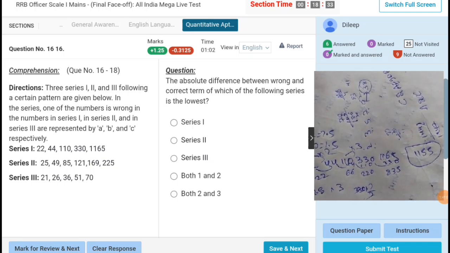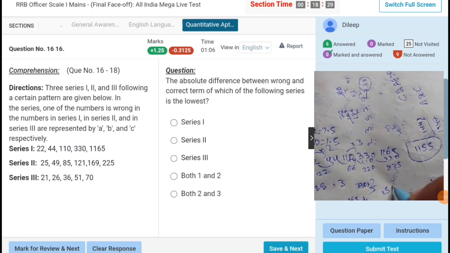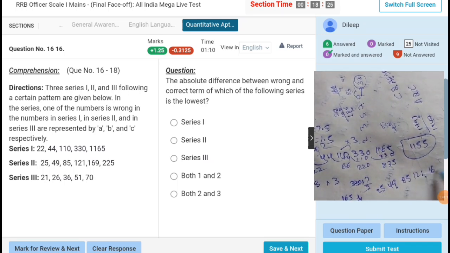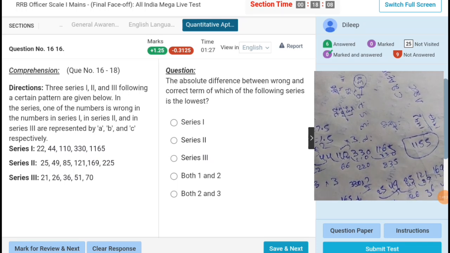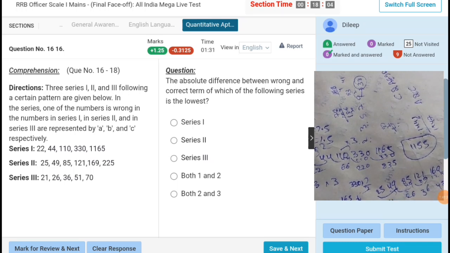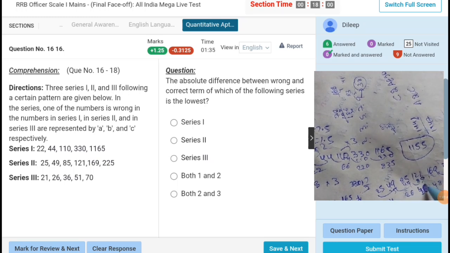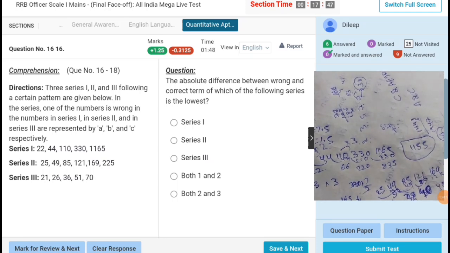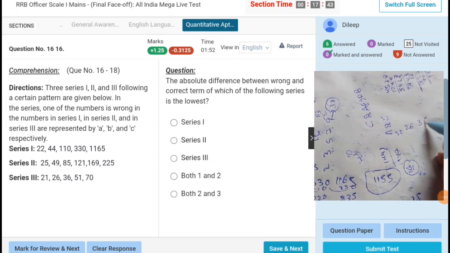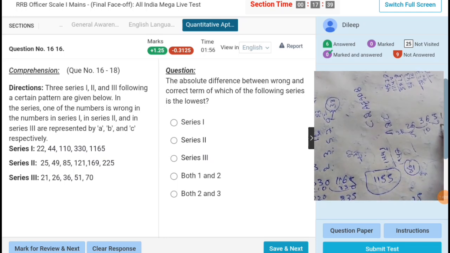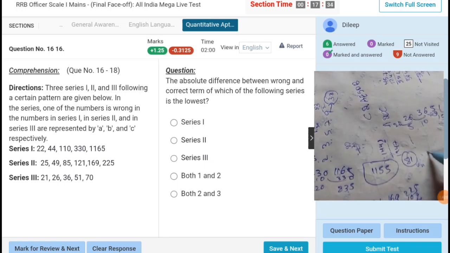Next. And 25, 49, 85, 121, 169, 225, 24, 26, 36, 48, 6, 56. And finally 21, 26, 36, 51, 75, 10, 15, 20 is 85.